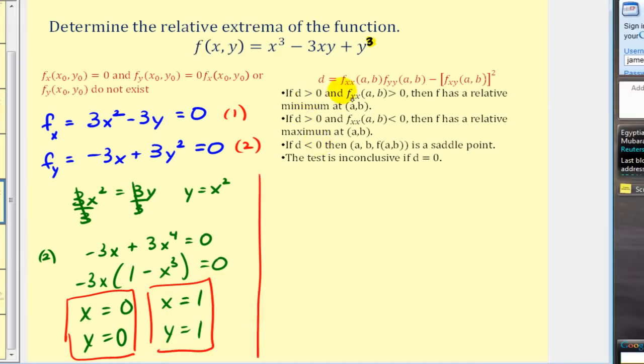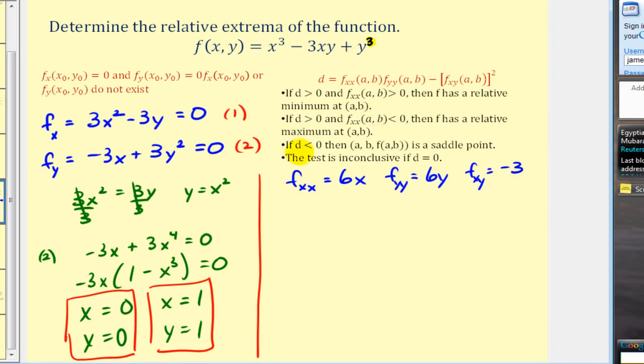Now let's go ahead and determine the value of D. We'll first determine the second order partials. So the second order partial with respect to x would be 6x. The second order partial with respect to y would be 6y. And the mixed second order partial, we'll take the derivative of this with respect to x. It's going to give us negative 3.